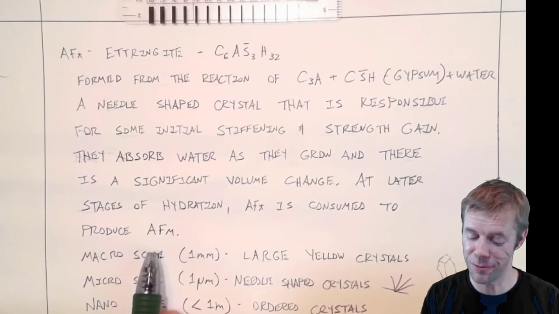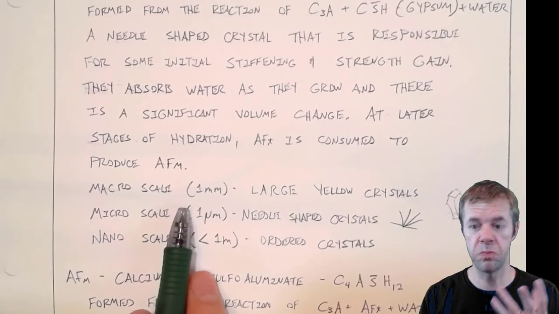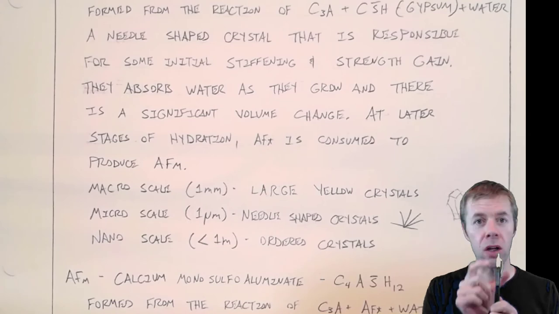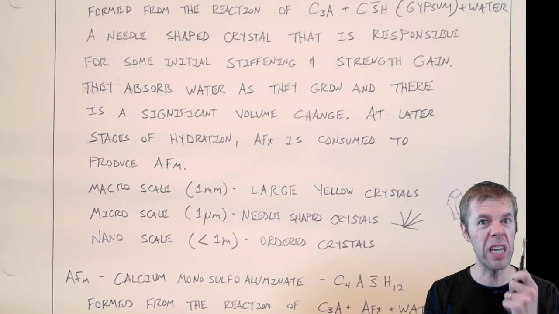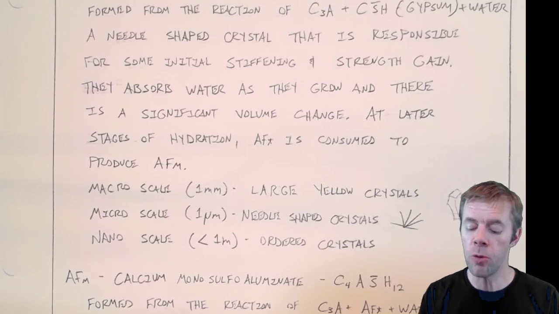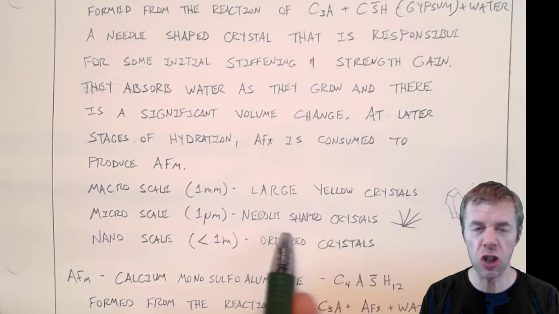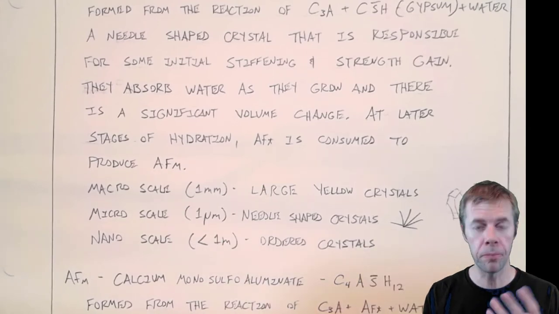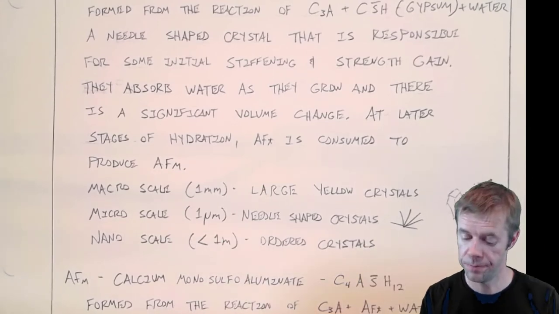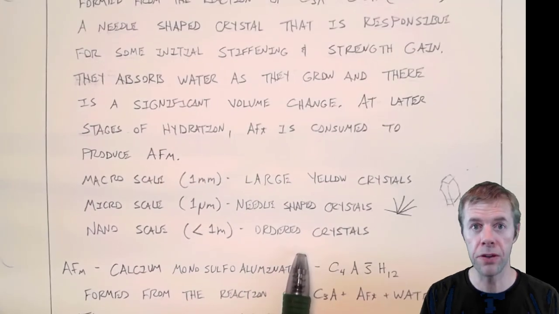Yeah, pretty nuts, right? And if you're on a macro scale, like as big as this pencil, it would look like a big yellow large crystal. That's what large ettringite growth looks like, big yellow large crystal. If you could zoom in on a micro scale, on about a 1 micron scale, it looks like a bunch of needle-shaped crystals. Sometimes they look like a bunch of pine needles, almost. Pretty awesome. And then on the nanoscale, again, they're ordered crystals, so you can pick this up with X-ray diffraction. Okay, they are crystalline material.